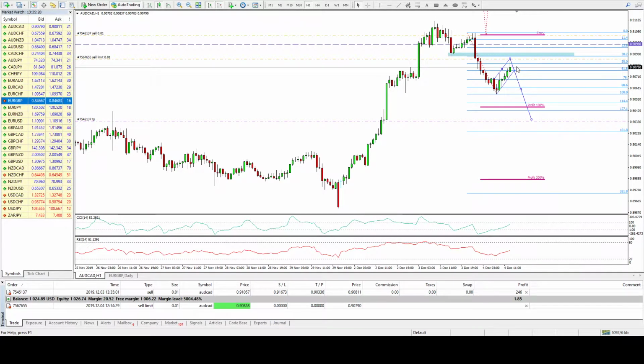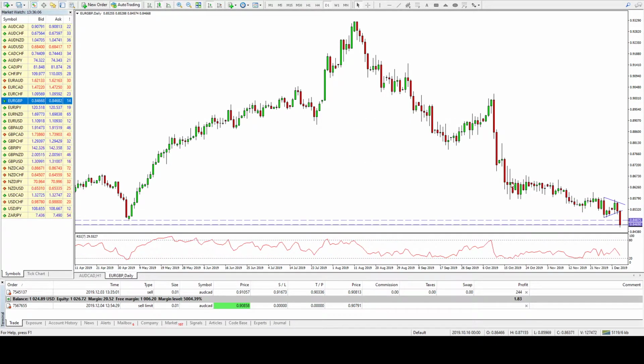We don't know yet. So I want to enter at this level. Otherwise, we keep this as what it is. Yeah, that would have been, we are about 4 pips away from my entry. So we'll see. We'll see.